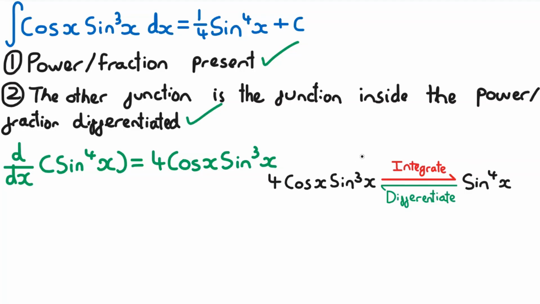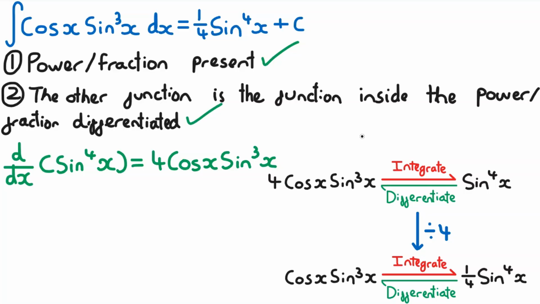And what's useful about this is very close to the question that we actually have to answer. We need to integrate cos x sin cubed x, and here we've integrated 4 cos x sin cubed x. The only difference is this 4 here, and we need to get rid of this. So with this diagram here, we're going to divide everything by 4. So on this side we get rid of this 4 here, so it's just this cos x sin cubed x, which is what's required, and if you integrate this, this is equal to 1 over 4 sin to the power of 4x. So therefore this is the answer.